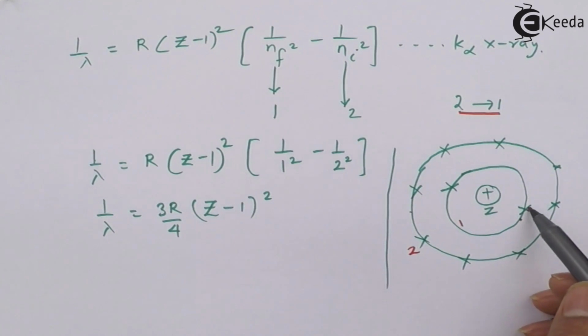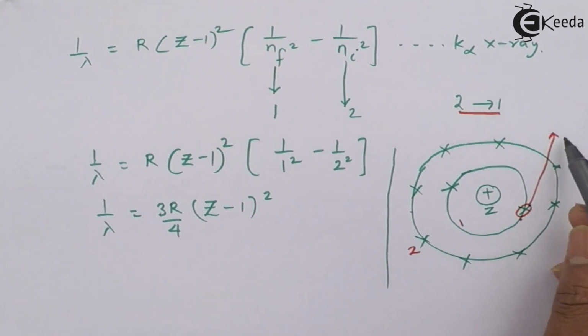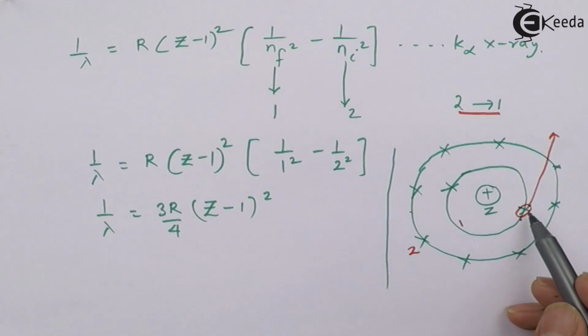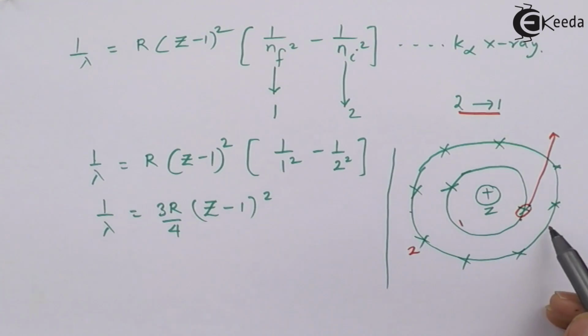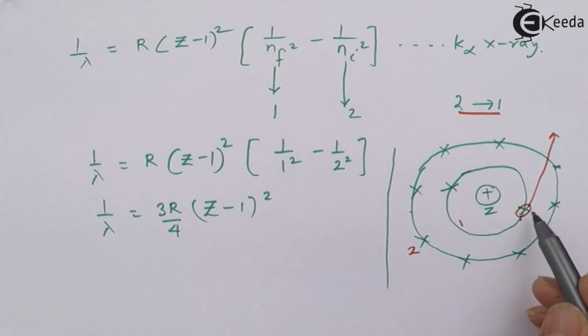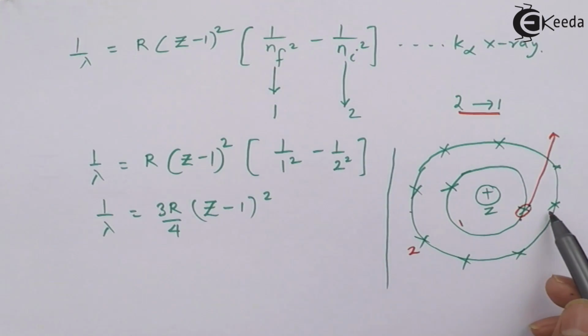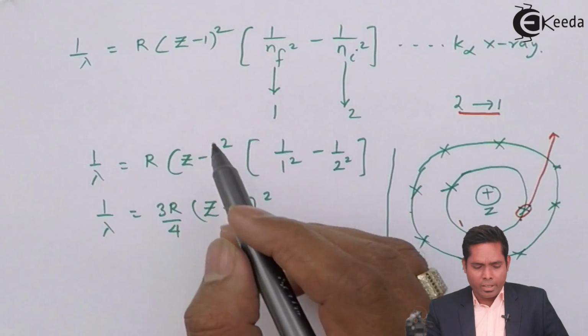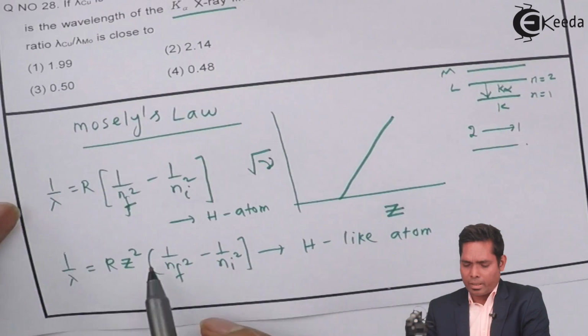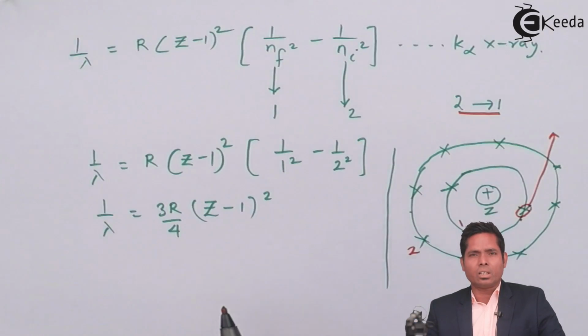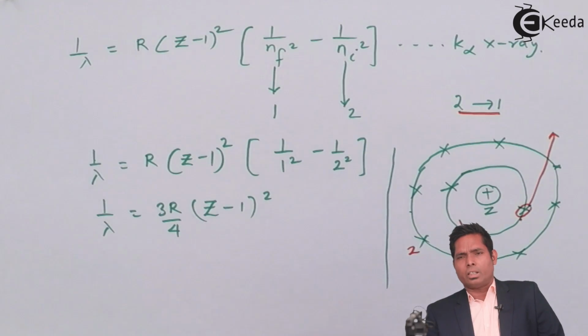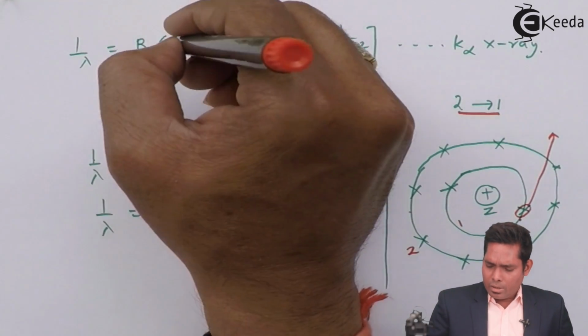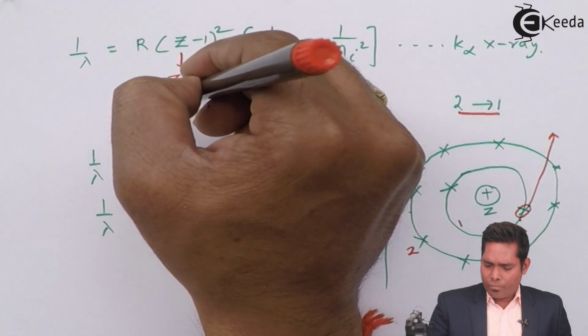So when the vacancy is created here, this electron goes out, and that vacancy has to be filled from the second orbit to the first orbit. The transition has to be from this. Then what happens is that when you write the z factor, earlier we were using z square, but here we have to write effective z.